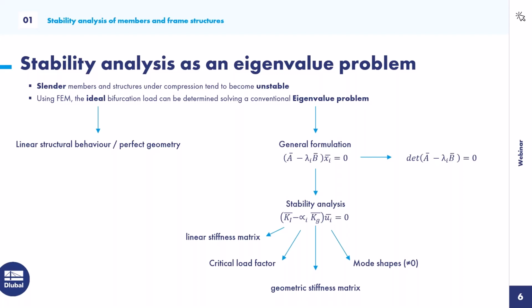Yes. And in our specific case, in the stability analysis, our two symmetric matrices are represented by the linear stiffness matrix and the geometric stiffness matrix. The geometric stiffness matrix is dependent on the loading conditions. That's also why, before we can solve a stability analysis, we need to perform a structural analysis to determine the internal forces in the system and to determine the entries in the geometric stiffness matrix. The eigenvalues are named critical load factors or bifurcation load factors in the context of the stability analysis, and our eigenvectors are the mode shapes, which are somehow scaled deformations of our model.